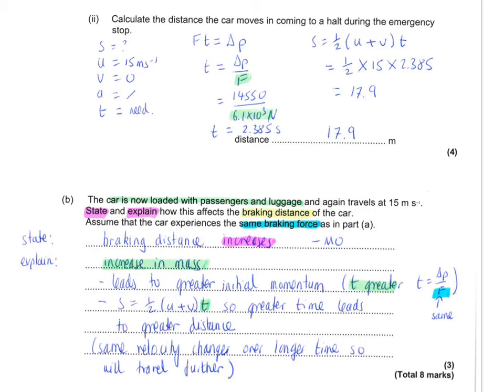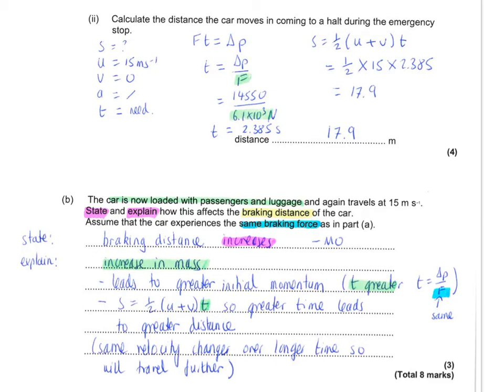The first thing you need to do is state the effect. So here we have that the braking distance increases. This is a method mark, but no mark was actually allocated to it. So it's a requirement for you to be able to proceed to the later 3 marks here. So if you were to say that the braking distance decreases, you could gain no more marks.